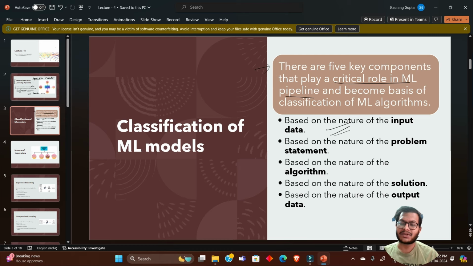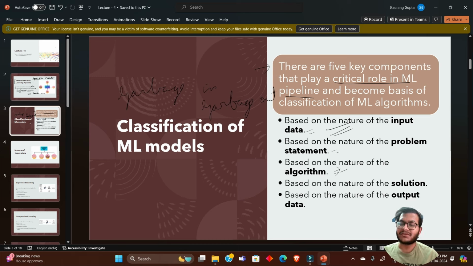First, what is the type of input data? It is very important because garbage in, garbage out. If your input data is garbage, you can't expect a top of the line output. You have to give a very good input to get a very good output. This is the first thing, based on input data. Then, based on the problem statement, what the problem is actually demanding you to do. Then there are certain algorithms which machine learning models use inside them, so based on them there is also a classification.